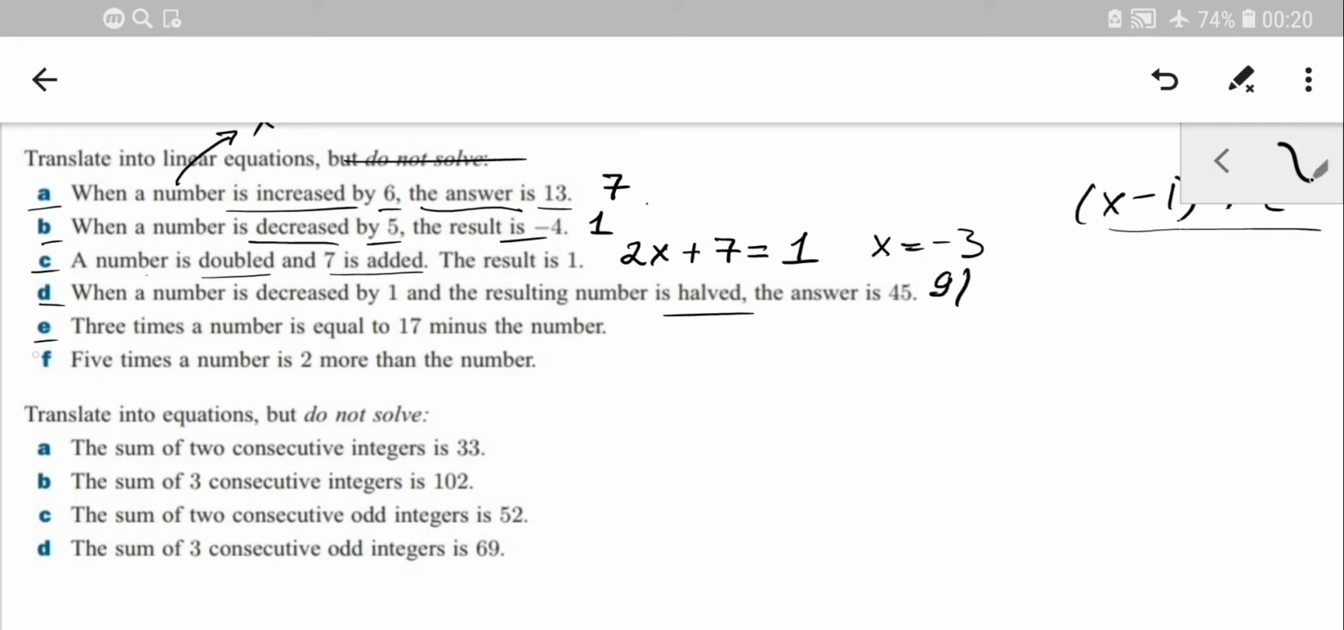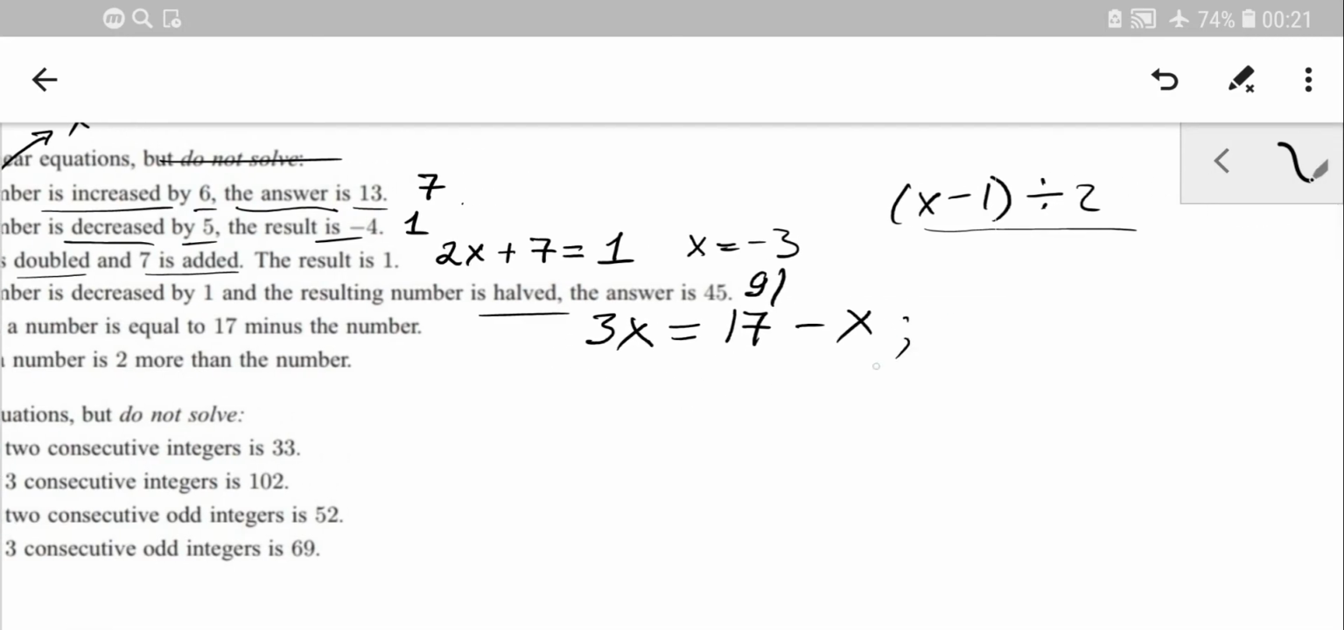solve something. All right, so 3 times a number is equal to 17 minus the number. So you heard 3 times the number. So what we need to write? We need to write 3 times the number. And the result is 17 minus the number. Be careful, 17 minus the number. So we'll get this with no doubts.